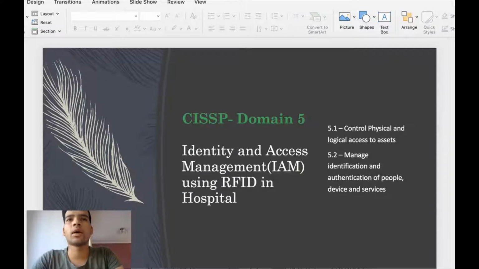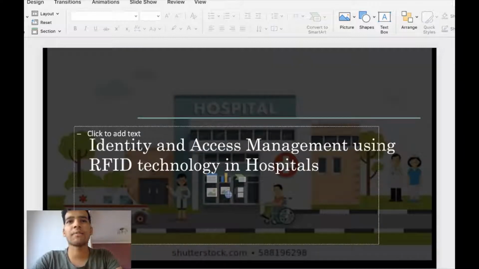Hi everyone, my topic for today's talk is CISSP Domain 5 Identity and Access Management using RFID in hospitals. Using RFID allows control over physical and logical access to the assets and manages identity and authentication of people, devices, and services. Alright, let's get it started.